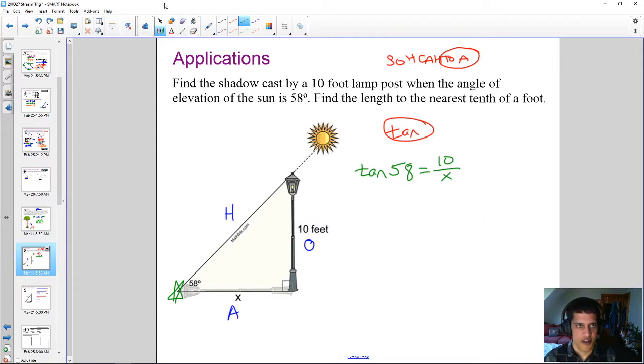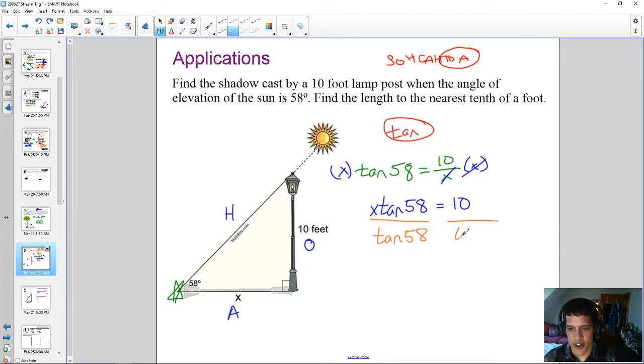All right, cool. And if we remember from before, the way that we can solve for the x here is we're going to multiply out x on both sides. And we get x tan 58 equals 10. And then we're going to go ahead and divide by tan 58 this time. And we get x is equal to 10 divided by tan 58. And now that our x is alone over there, we can plug this into the calculator.